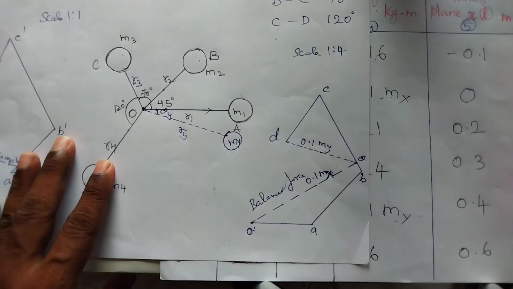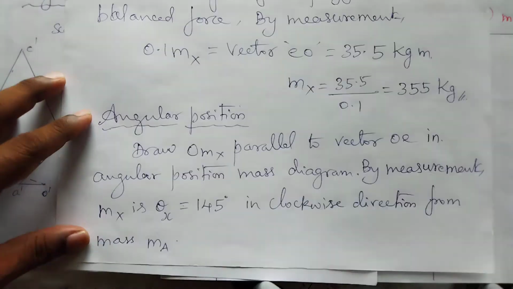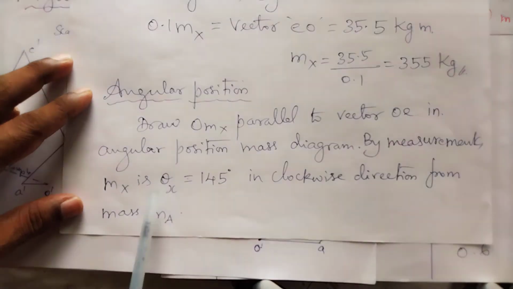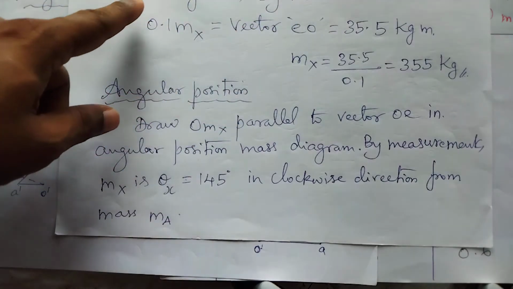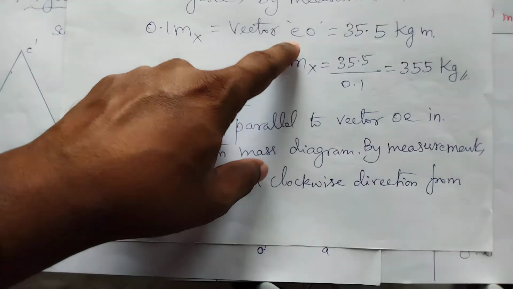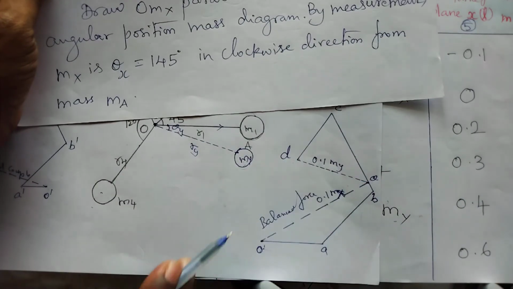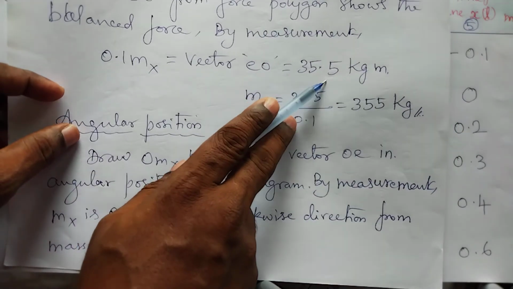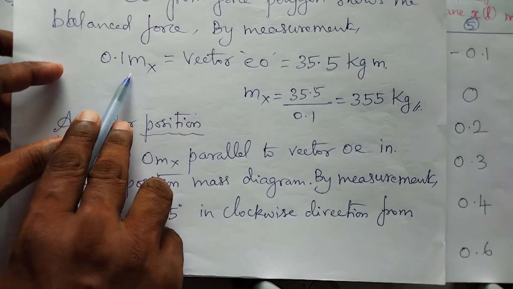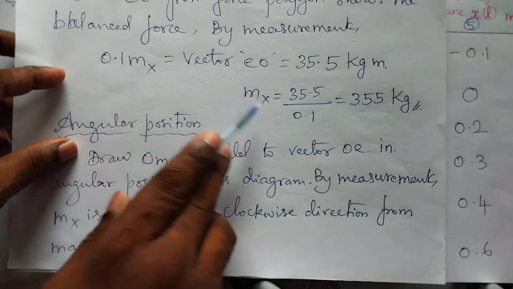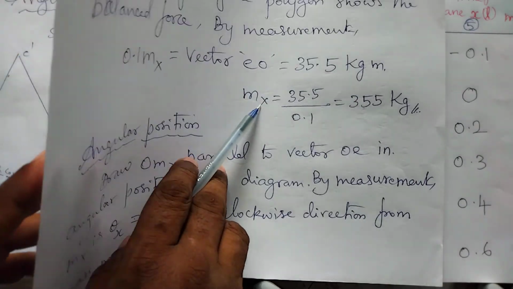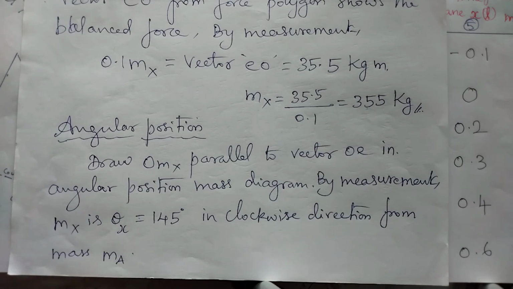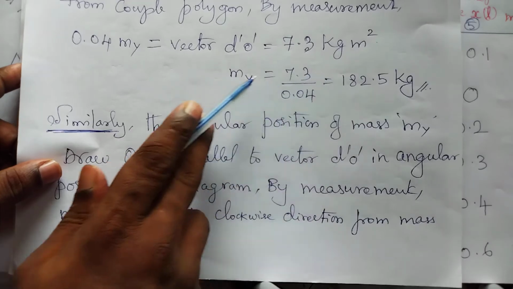I already calculated, I will show. So here you can see, to find the angular quotient, you have to do this. From vector EO, the force polygon shows the balanced force by measurement, 0.1 mx equal to vector EO. This one is EO. If you measure the distance between these two, you will get 35.5 kilogram meter. So mx equal to 35.5 divided by 0.1, you will get 355 kg. This is the mass for x plane. And already we have found for y plane. I will show here, this is the mass for y plane.